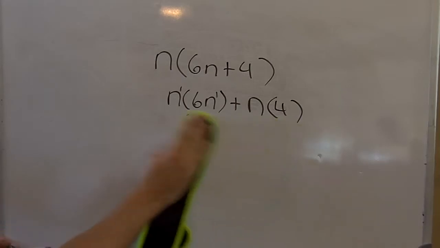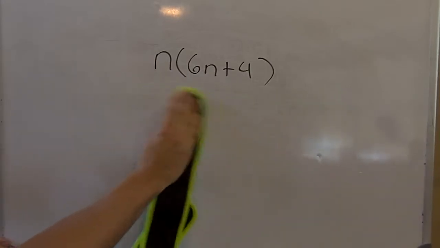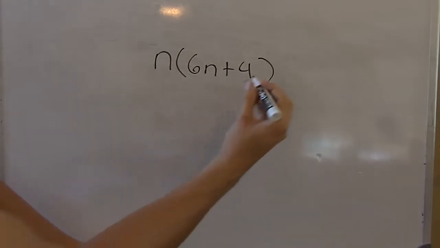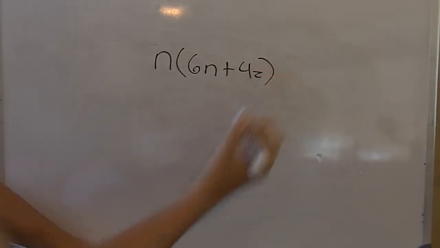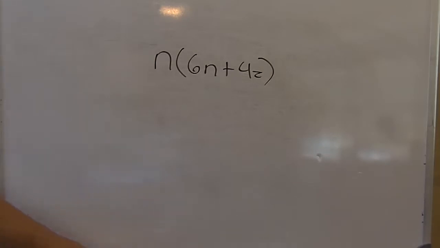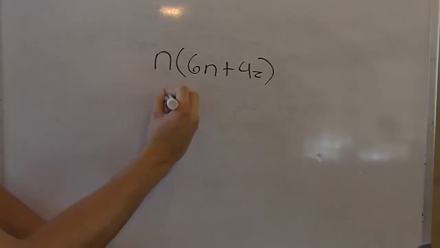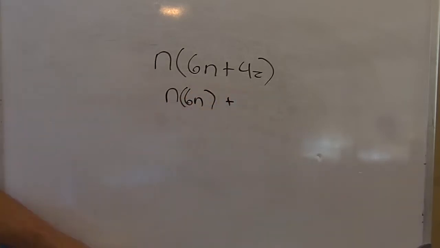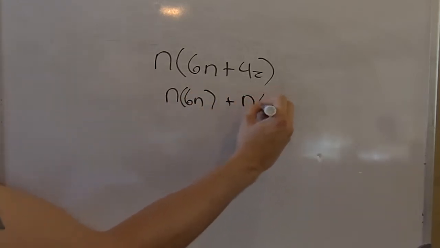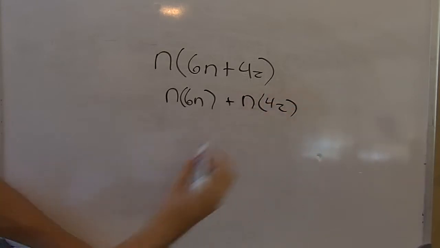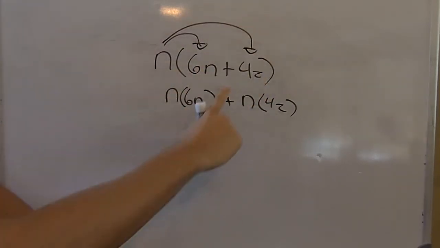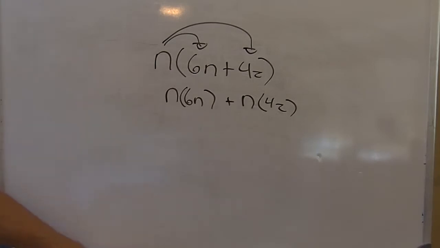Coming up next, I'll do something slightly different. What I'm going to do here is take the same problem, but now I'm going to add a z to the 4, just so you can see what that would be like. Again, we're going to go n times 6n. And remember to be copying these examples down. These are important examples to understand how to do. And n times 4z. So the n on the outside times both things inside, the signs in between staying the same.